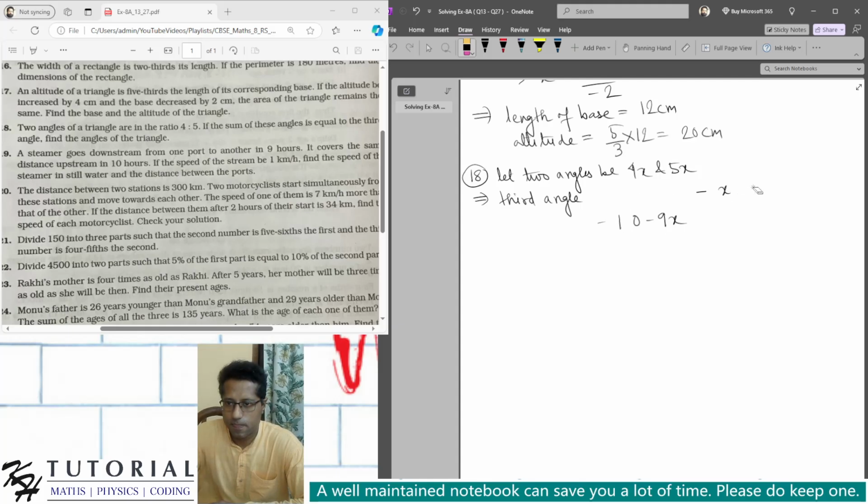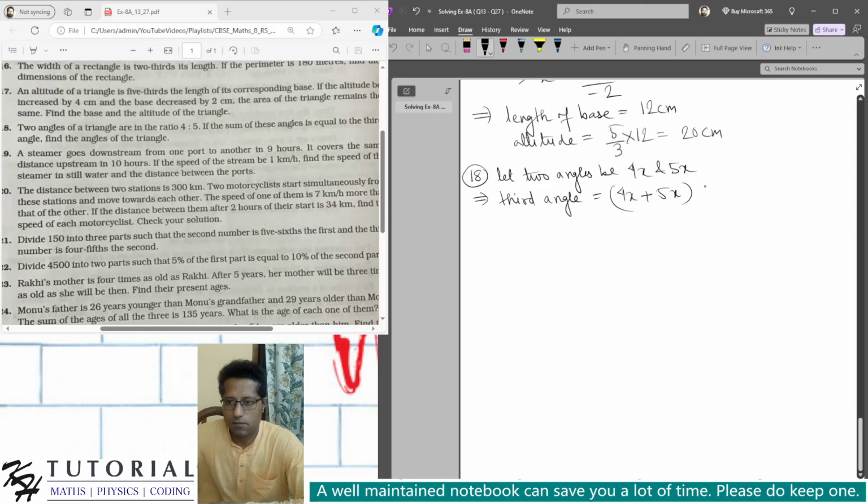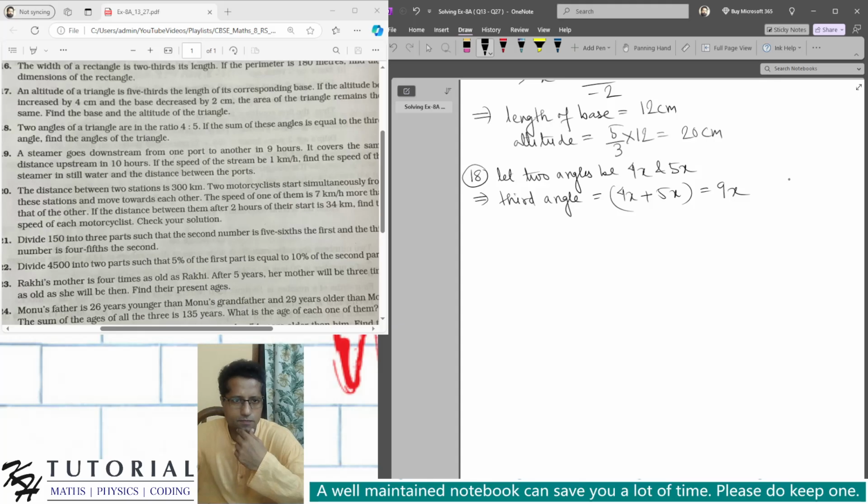The third angle is already given to be equal to the sum of these two angles, that is 4x plus 5x, which is equal to 9x. It is given that the sum of these angles, meaning the two angles which are in the ratio 4:5, and those two angles we have assumed to be 4x and 5x. So the third angle will be 4x plus 5x, which is 9x.